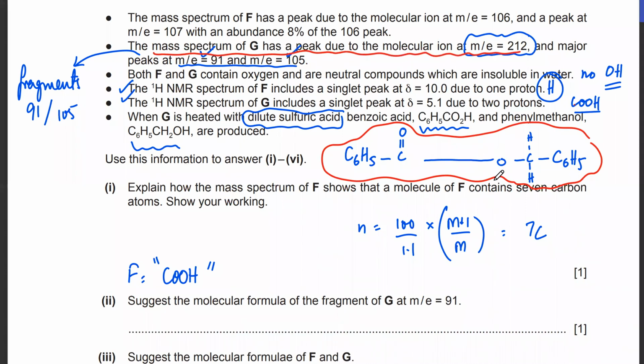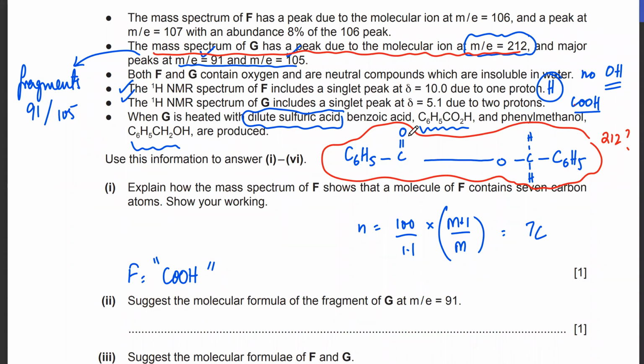First we need to figure out whether this is 212 or not, because our hunch is that this is G, since G is hydrolyzed to form these two things. I just connected them together and formed this molecule back again. So can you quickly calculate this? Is this 212 or not? How many carbons? Both sides have 7, so that's a total of 14 carbons.